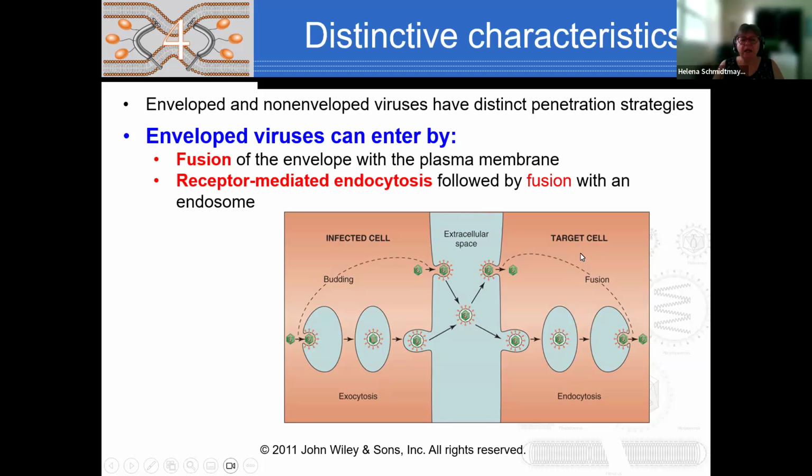Now, binding to the receptor is critical. That's why only cells which express a particular receptor for a virus can be infected. Not every virus can infect every cell. They can only infect those cells which have a receptor for, say, proteins or glycoproteins. That is what determines the viral tropism.